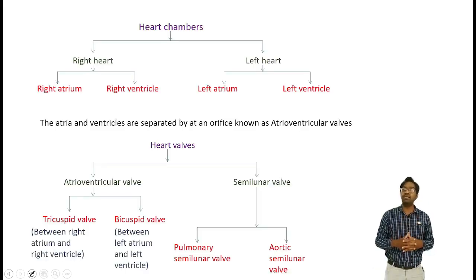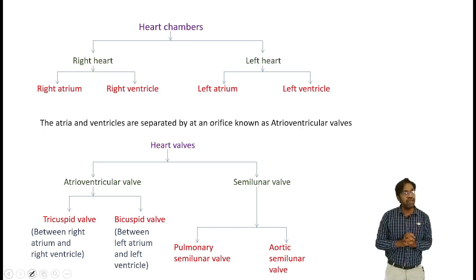See, heart chambers. As you know, the human heart is four-chambered. A four-chambered heart is mostly seen in humans. As we see, Pisces, that is fish, are two-chambered, amphibians or reptiles are three-chambered, and humans are four-chambered. Humans consist of two atria and two ventricles.